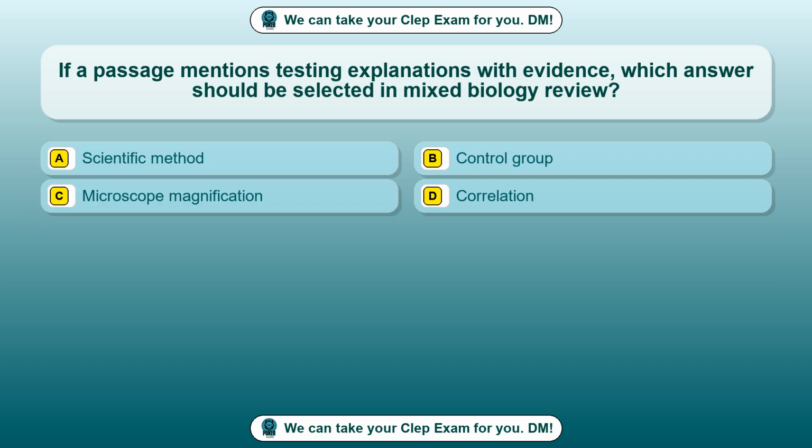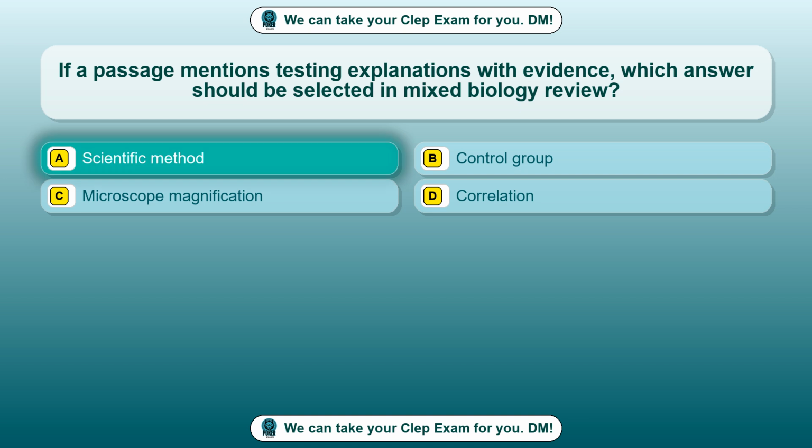Question 12. If a passage mentions testing explanations with evidence, which answer should be selected in mixed biology review? Option A, scientific method. Option B, control group. Option C, microscope magnification. Option D, correlation. The correct answer is option A, scientific method.